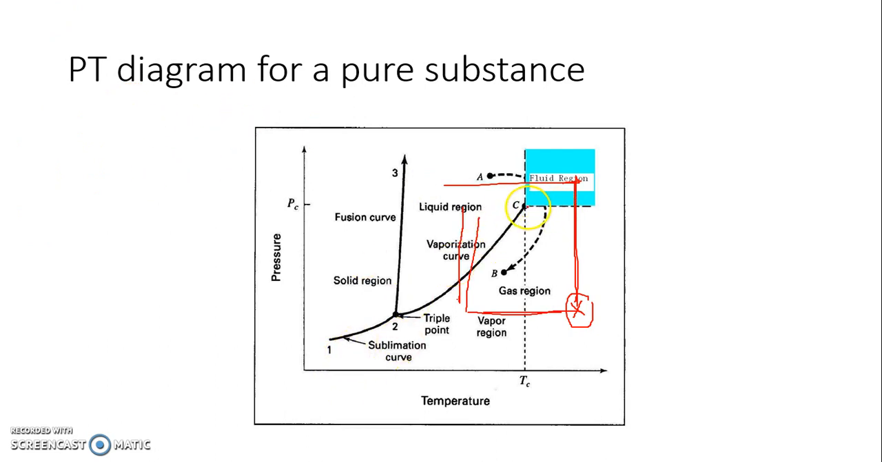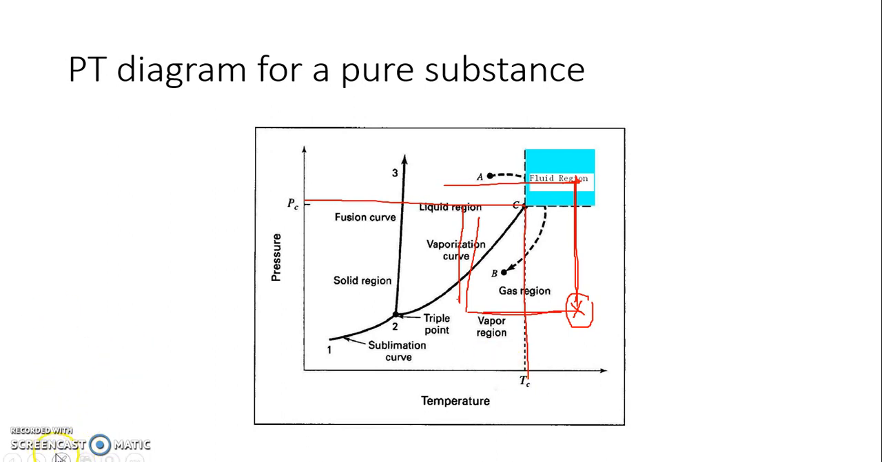Another aspect we talked about is that the critical point is the highest temperature and pressure, and for every species these critical points are different, and this is listed in the textbook Smith and Van Ness in one of the appendices. Every standard textbook would have the list of PC and TC associated with a particular fluid.